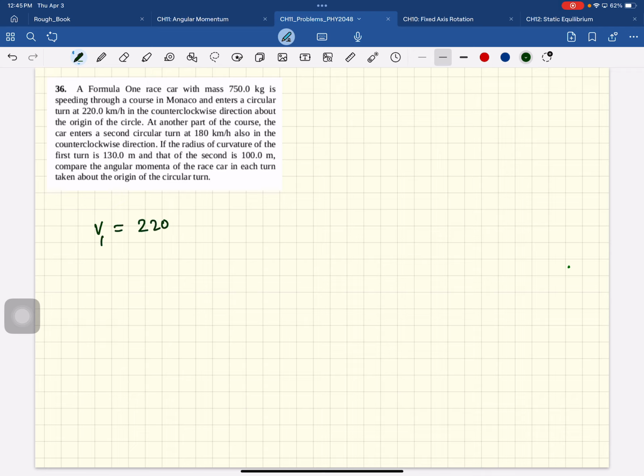The first turn is 220 kilometers per hour. We'll convert these to meters per second. That's 1,000 meters, and an hour is 3,600 seconds. So it's just dividing this by 3.6, the conversion factor. And the second velocity is 50 meters per second.